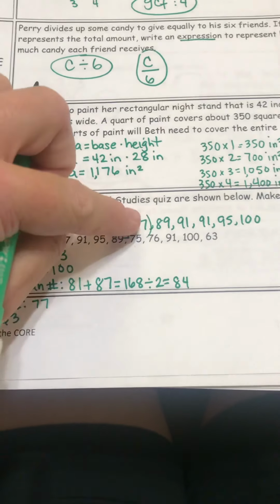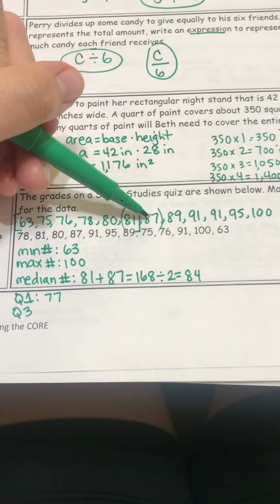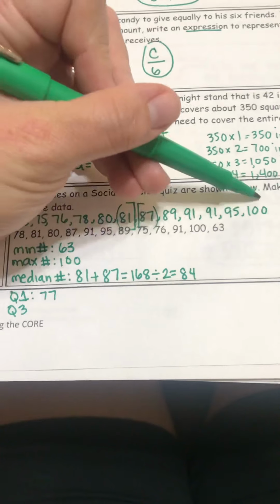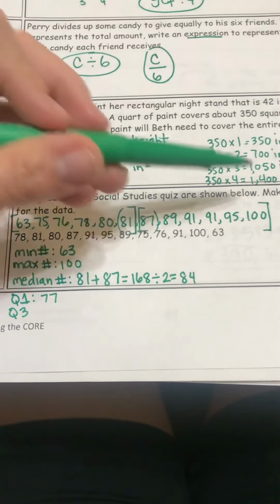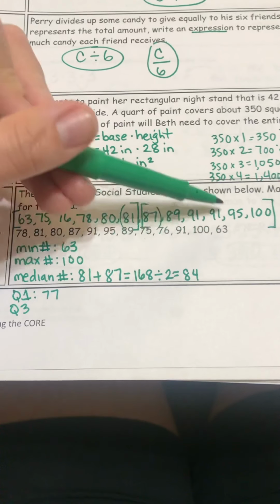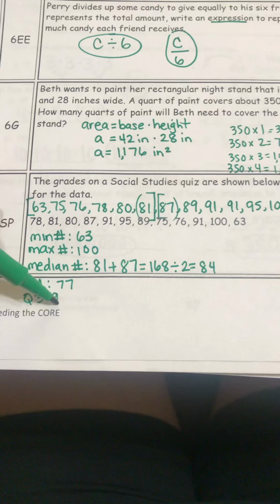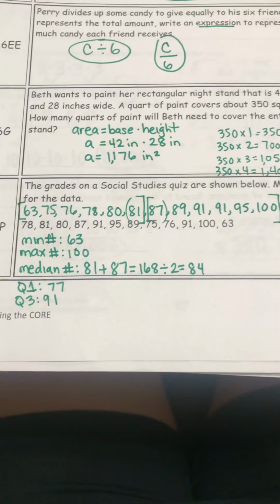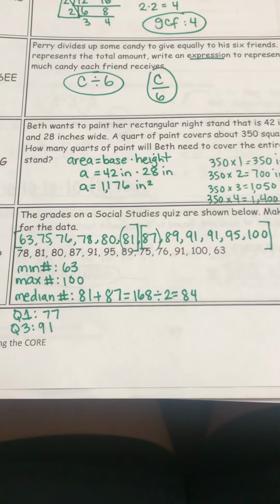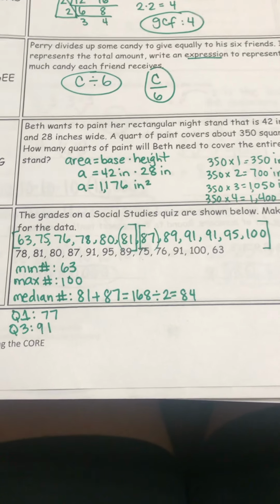Q3, that is the middle number in our upper quartile of numbers, which would be between 87 and 100. So 87, 100, 89, 95. So the middle number there would be 91. There's nothing between 91, so Q3 is actually just 91. Okay, we have the numbers needed for our box plot, so let's go ahead and make it.